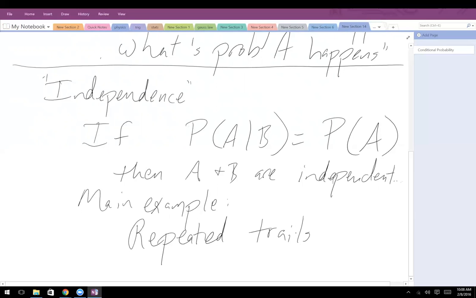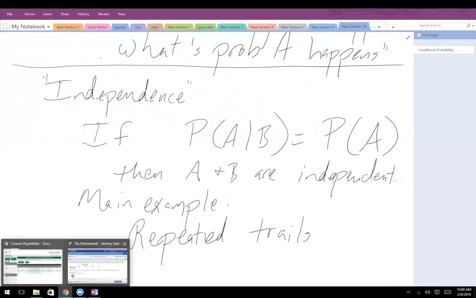The main example is repeated trials. So if you do the same thing over and over again, like if I draw a card from a deck, put it back, draw it again, put it back, draw it again, all those are independent of each other. So, okay, let's go back to the problem.